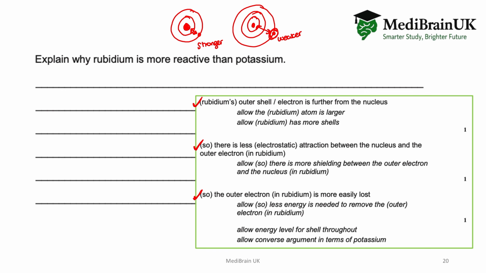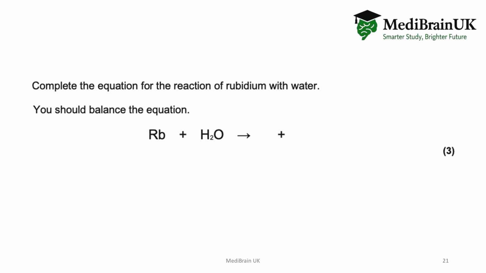Okay, so that's your 3-mark breakdown, and this will come up very likely on your paper, maybe with different elements. So it's worth learning the format of the answer that you would need to provide for 3 marks. Okay, so moving on to our next question.